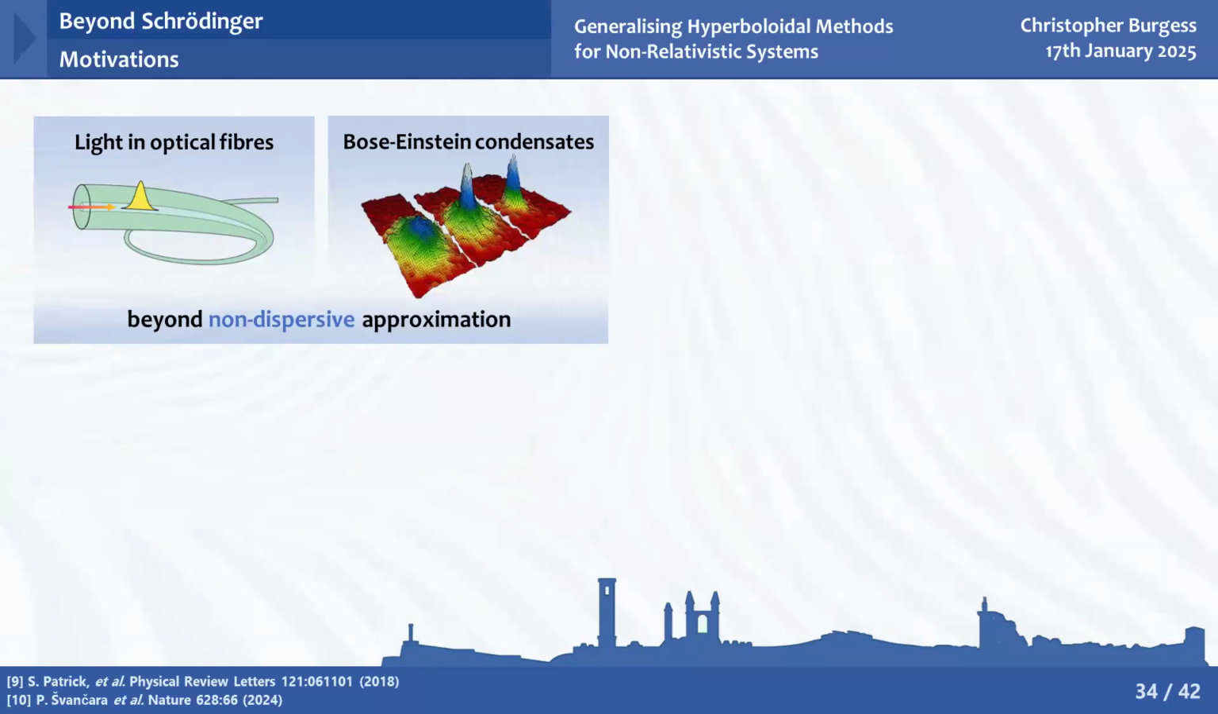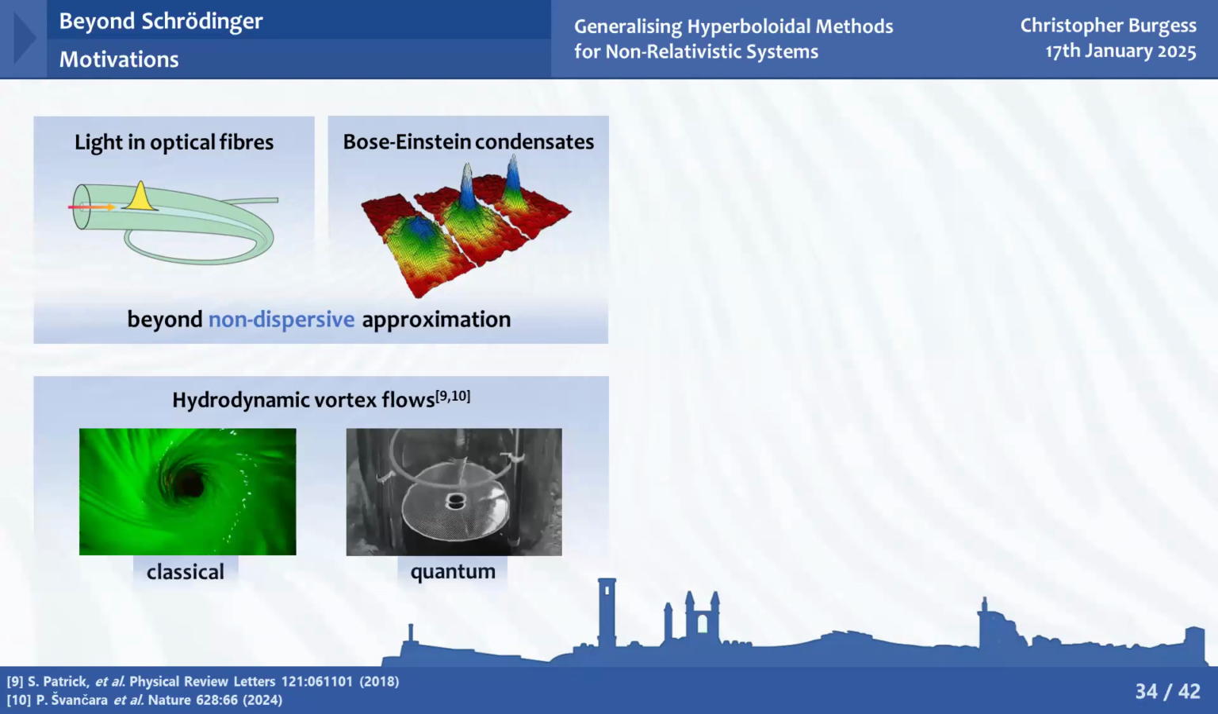So when we're talking about these analog gravity systems like light in optical fibers or Bose-Einstein condensates, we're primarily working within a non-dispersive approximation. So that means that we stop at second order in the spatial derivatives and we don't go beyond. But if we were able to generalize and apply methods like this beyond second order in the spatial derivative, then we could go beyond the non-dispersive approximation and we'd be able to model experiments in more realistic ways. In addition, we'd be able to look at systems which are fundamentally dispersive, and that would then include hydrodynamic vortex flows, which occur in analog gravity.